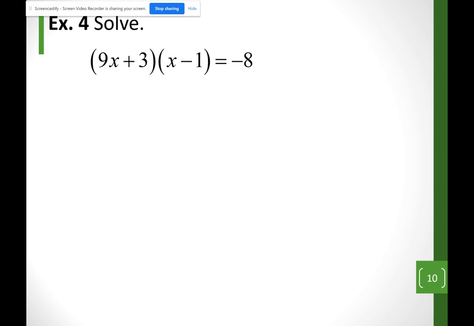Now let's take a look at this part. When the right side is equal to 0, I can just let each of my factors equal to 0. When the right side, in this case, is not equal to 0, what I'm going to do is get rid of parentheses. Let me distribute the 9x.